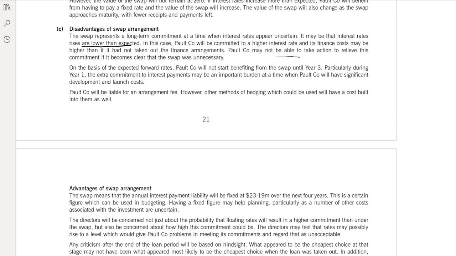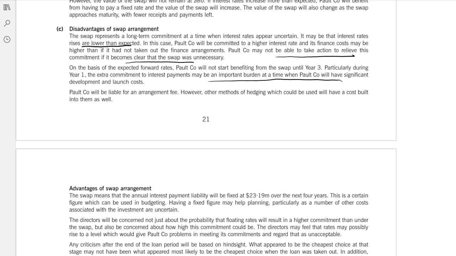Company may not be able to take action to relieve this commitment if it becomes clear that swaps are unnecessary. On the basis of expected forward rates, Pault company will not start benefiting from the swap until year 3. In the first 2 years, the company will face a loss. Particularly during year 1, the extra commitment to interest payment may be an important burden at a time when the company will have a significant development and launch cost.